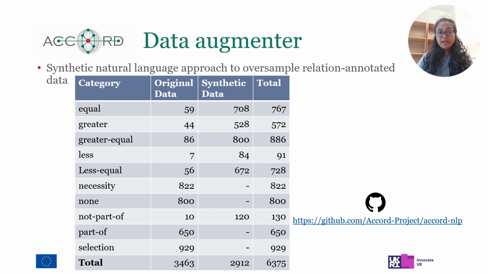The second main element in SNOWTEC is the data augmenter. We used it to synthetically generate more data to support the model learning processes. Importantly, we implemented it as a generic approach which can be used to augment any relation annotation dataset.